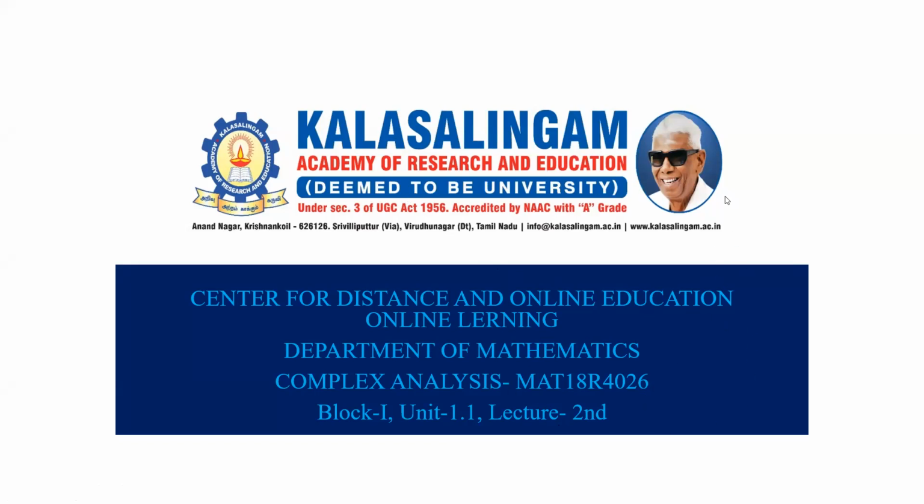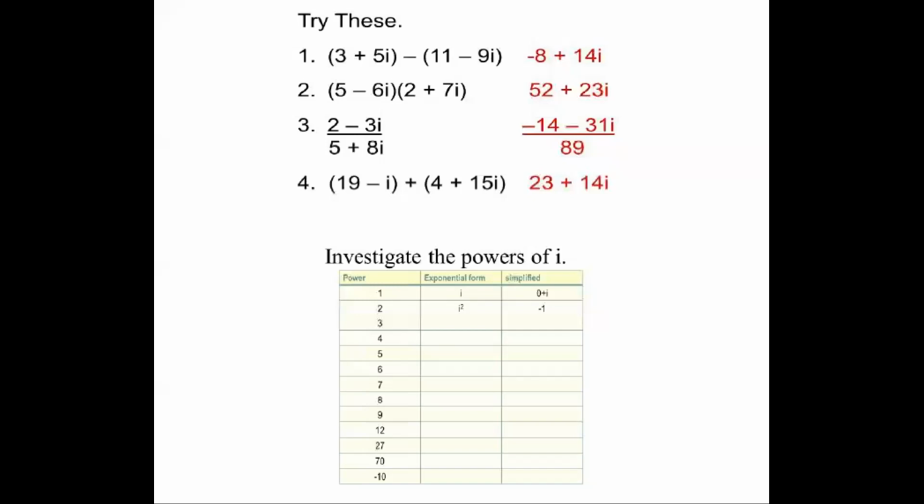So this is the second lecture of Block 1 and Unit 1.1. As we discussed in lecture 1, how do we define a complex number and its algebraic operations like addition, subtraction, multiplication, and division. So I gave you 4 homeworks for that, and these are the answers. You can check with your answer. I hope this is very easy to understand and also very easy to do. Now I will start the second lecture on this.